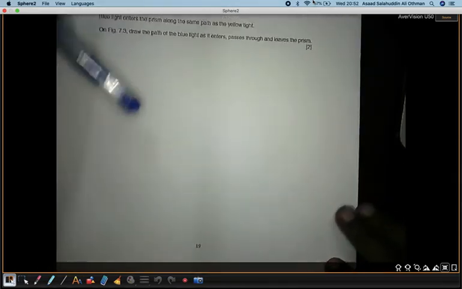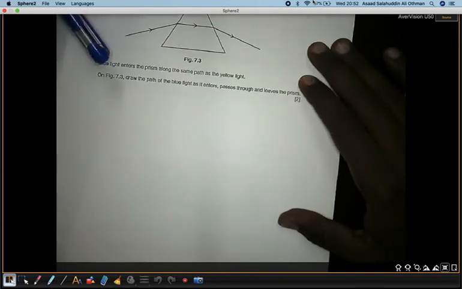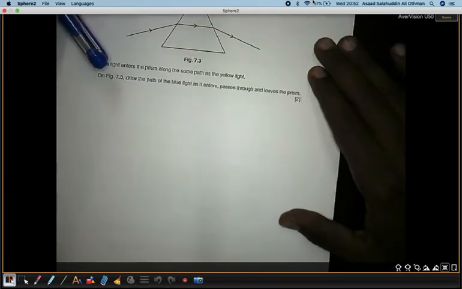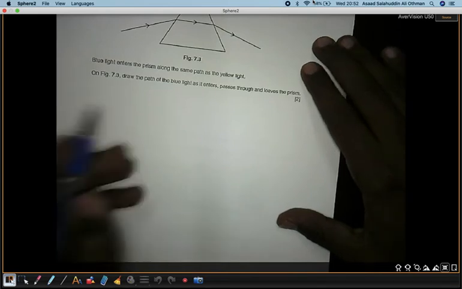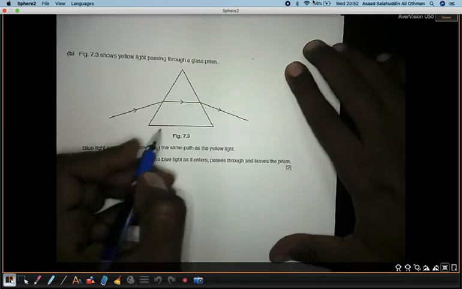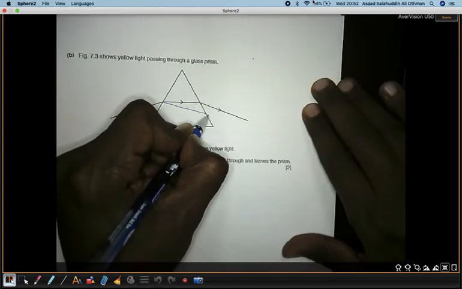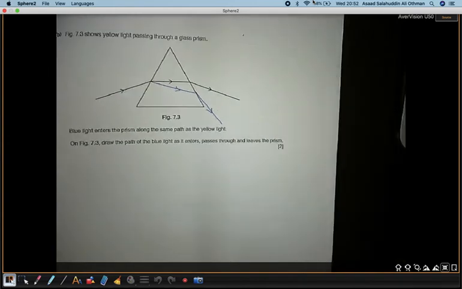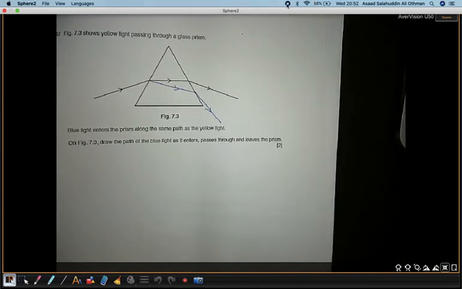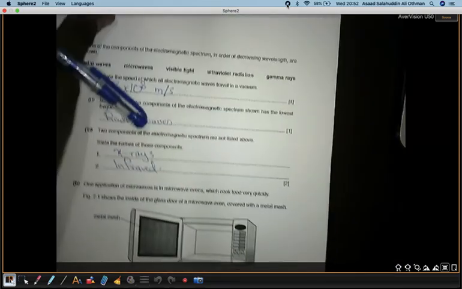Last but not least, blue light enters the prism. Draw the path of the blue light. Yellow light enters, and blue light is refracted a little bit more. People, I started becoming careless a little because it's the last question. It goes like this. Alright, and people, thank you very much. That's it. We're done.